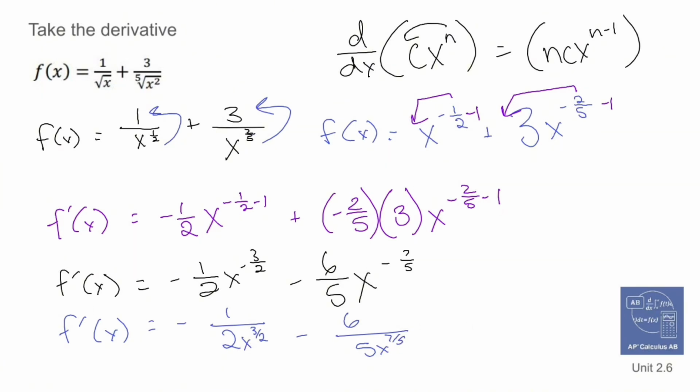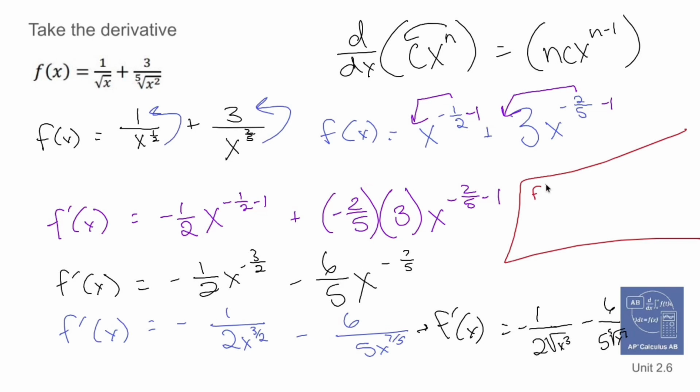And let's clean that up by saying f prime of x equals negative 1 over 2, and we'll do the square root of x cubed, that's the 1, minus 6 over 5, the fifth root of x to the 7th. So let me write it out up here in a different color.